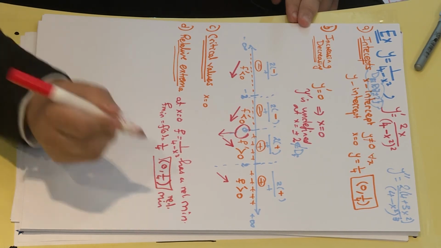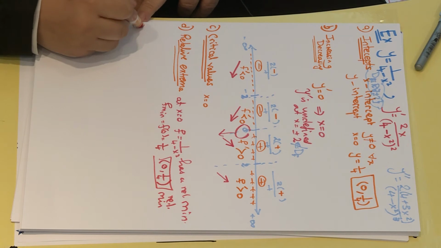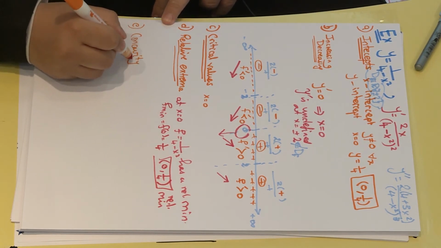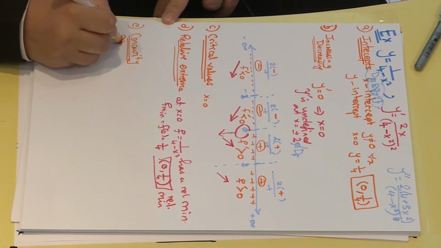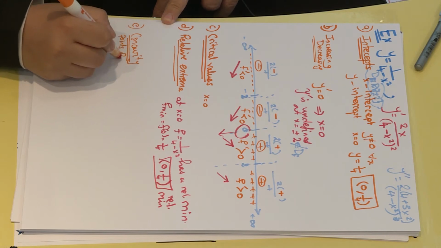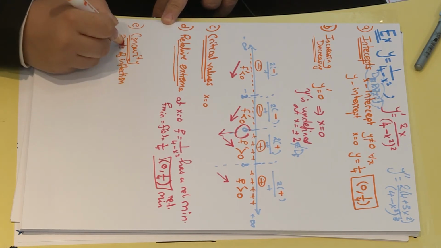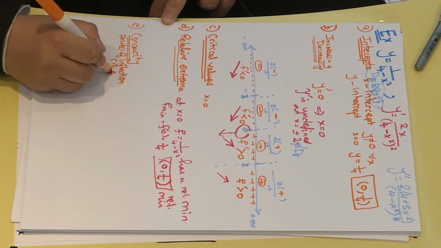Relative minimum. Next, we need to study the concavity for this function, and we need to find points of inflection if they exist. It can be a point, it can be more than one point, if existing.